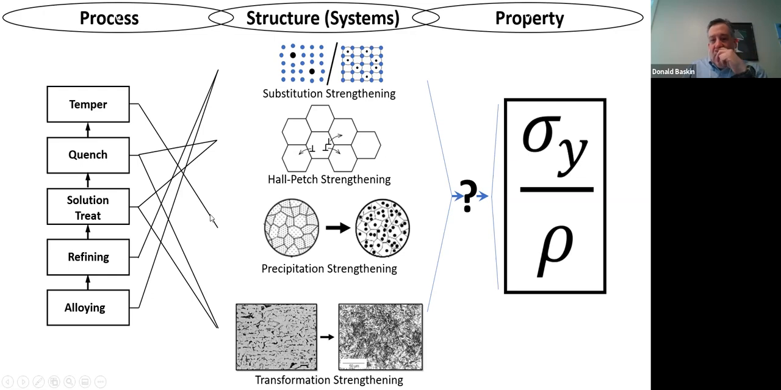Okay, so I want you to try to become comfortable with this idea of drawing the links on this type of diagram between the process system and the microstructure systems. That should be something you should be comfortable with at this point, I hope. We're getting there at least. Okay, the next link in the chain is how do you go from microstructure to properties?